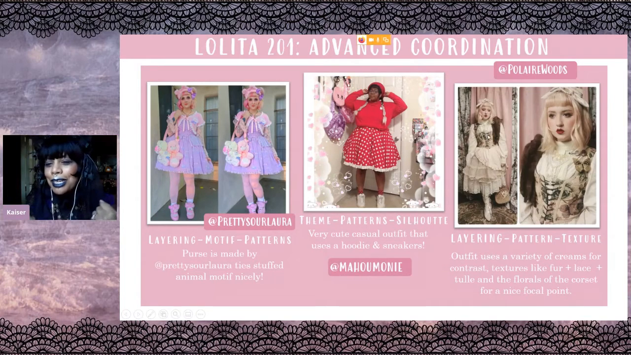But anyway, back to Polaire's coord, what's really great is you have this texture from the corset. It's this tapestry kind of floral, next to the fur, next to the lace, next to the tulle. Every time you look at the outfit, you get more details, and there's pearls around Polaire's neck, and then the makeup and the hair. All these things are really important to look at when you're making your outfits, because you can get a clear theme out of everyone's outfit.